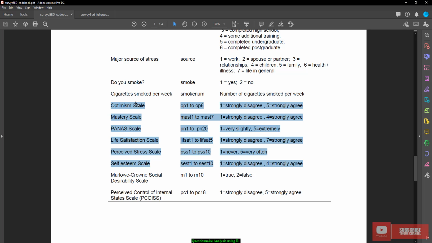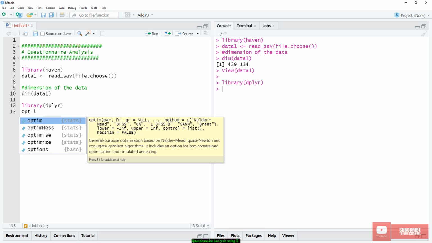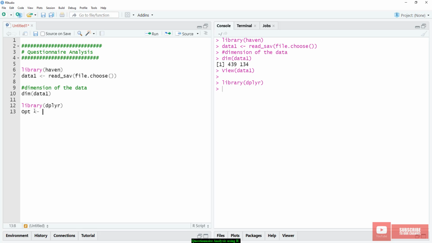Because we're going to do a manipulation here. Apa manipulation? Optimization scale, kita ada OP2, OP4 and OP6 is negative question kan. Kita nak make it positive question. Right, kita nak reverse code dia. So to do that, we're going to select things out. We're using the library dplyr. Right. So let's say optimization OPT. So data 1 kita nak select.